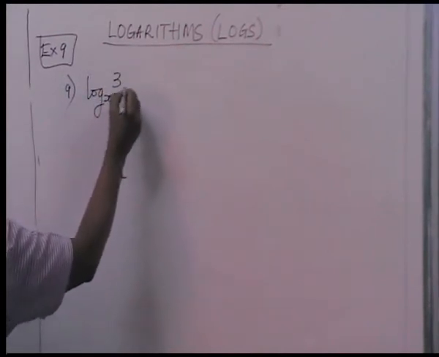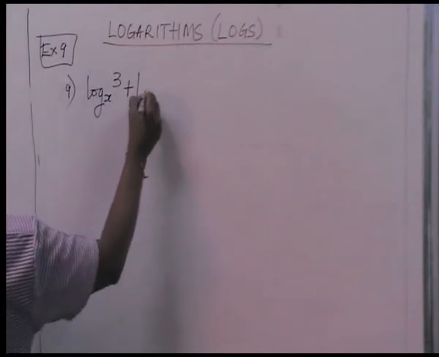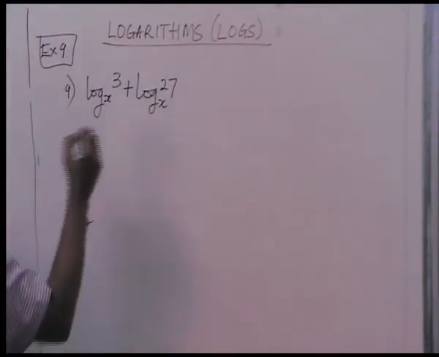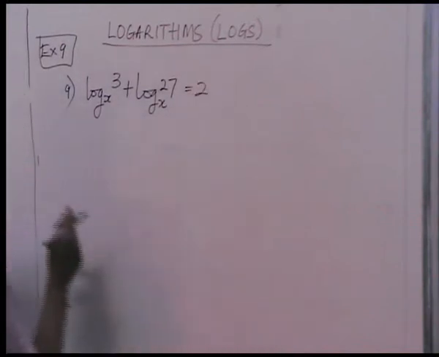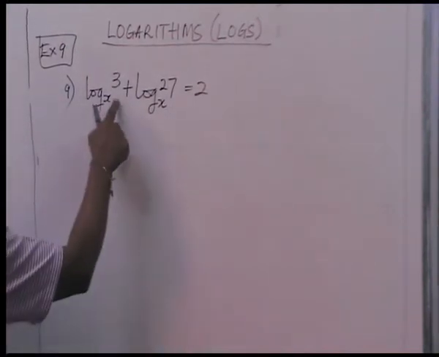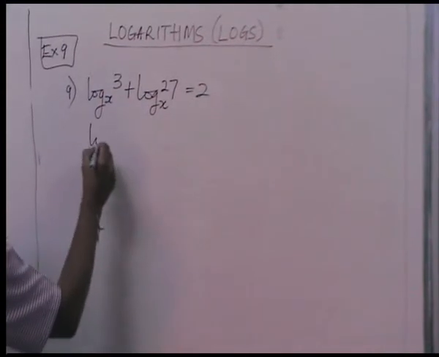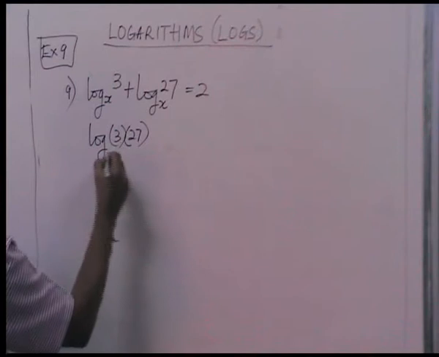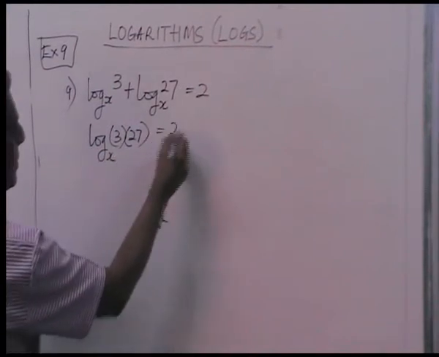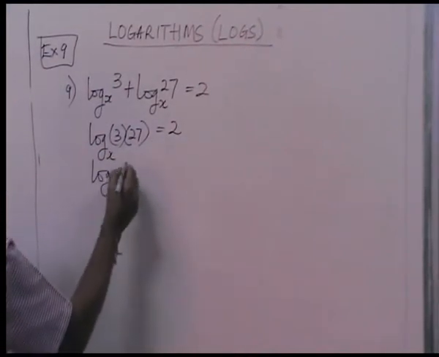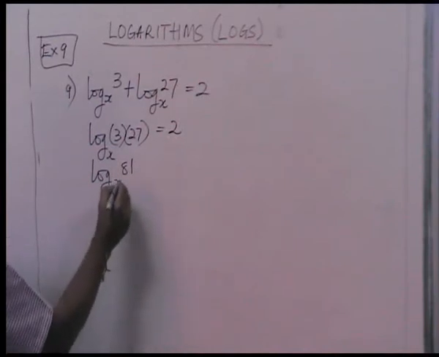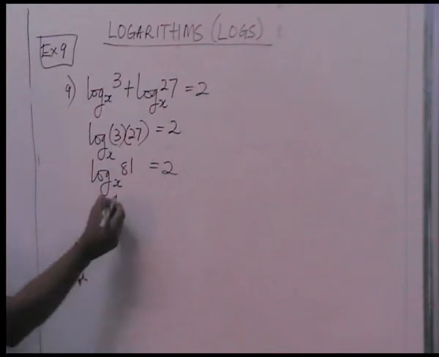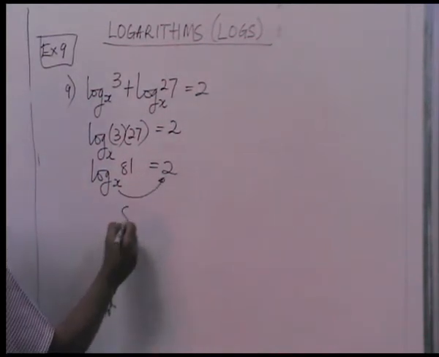of 3 to the base x plus log of 27 to the base x is equal to 2. So here we're going to use the rule log of a plus log of b. That means log of 3 times 27 to the base x is equal to 2. That will give you log of 81 to the base x is equal to 2.